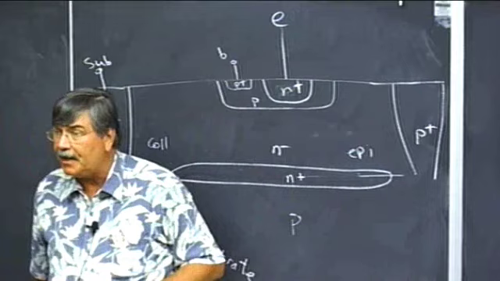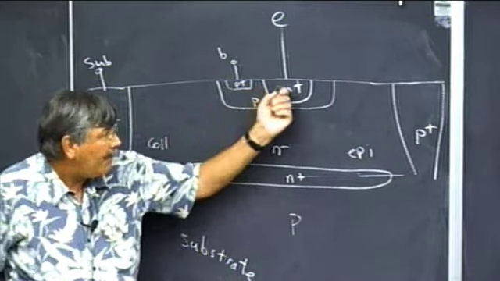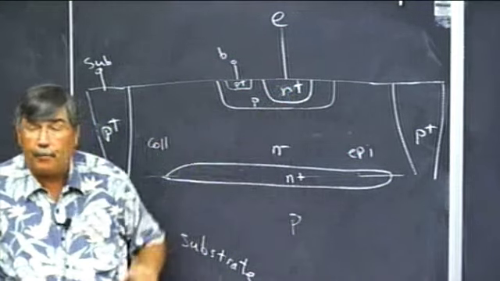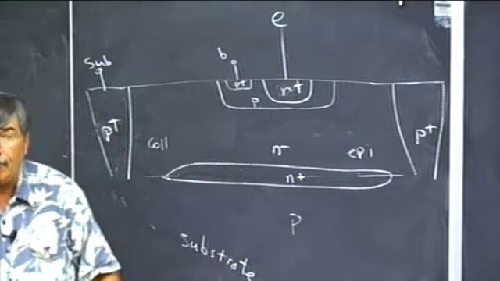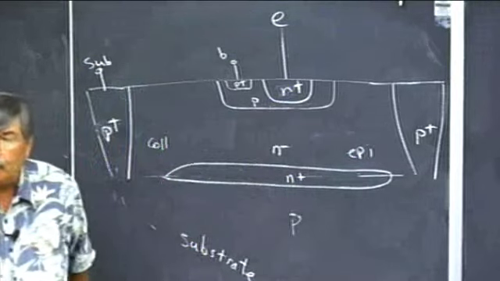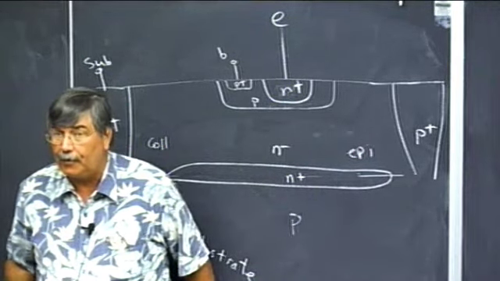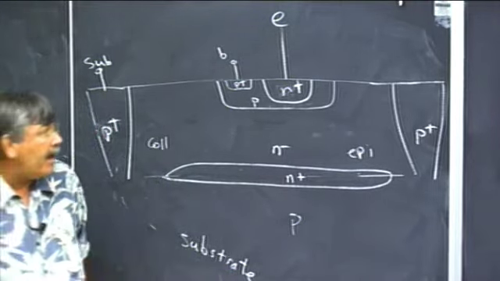Remember that from last time? Beta was mostly determined by the ratio of how many electrons we have versus how many holes we have. So we want light doping in the base to get high beta. Right away, you can see we have a problem. If this region is lightly doped and very thin, then what does that tell us? It's highly resistive. So that's a problem. We're going to have to model that resistance.